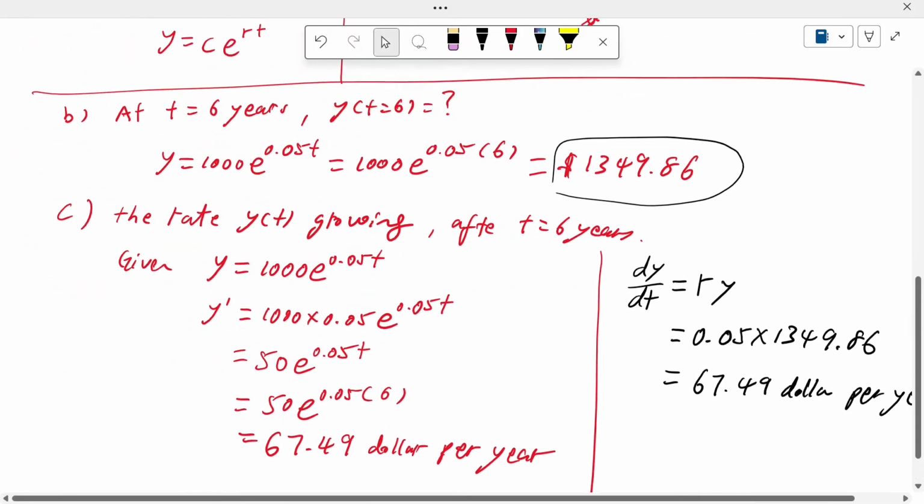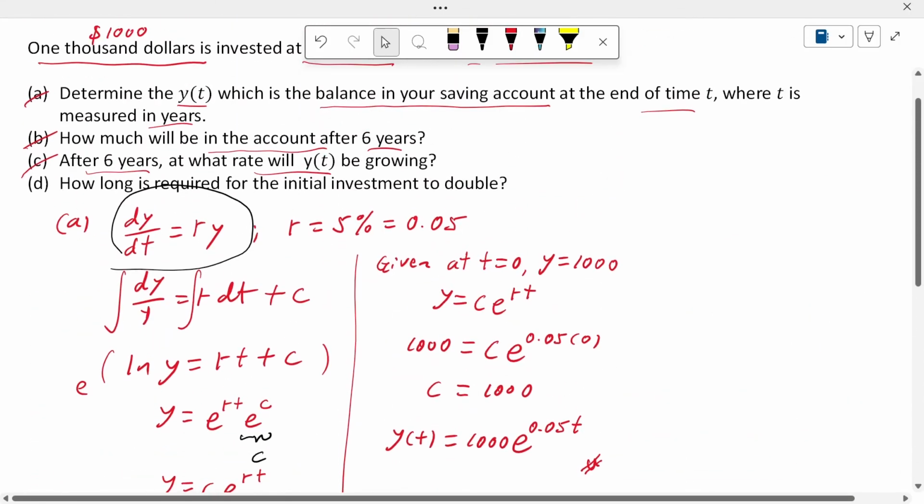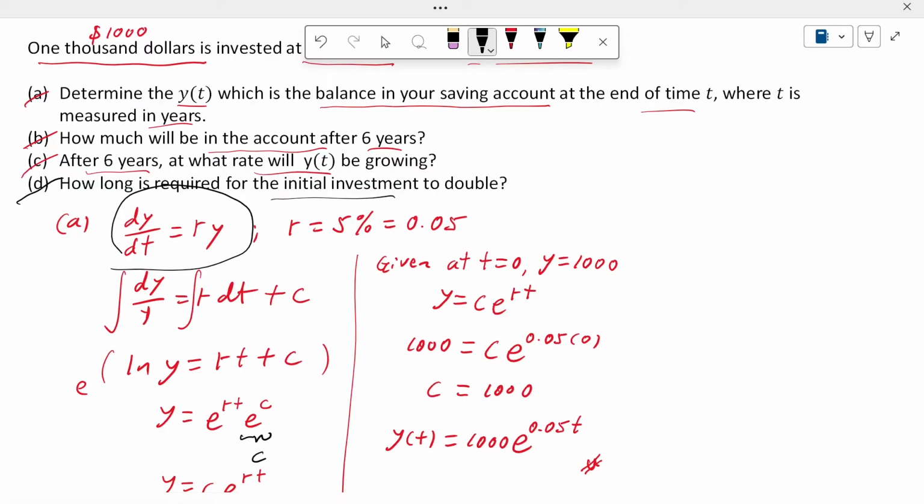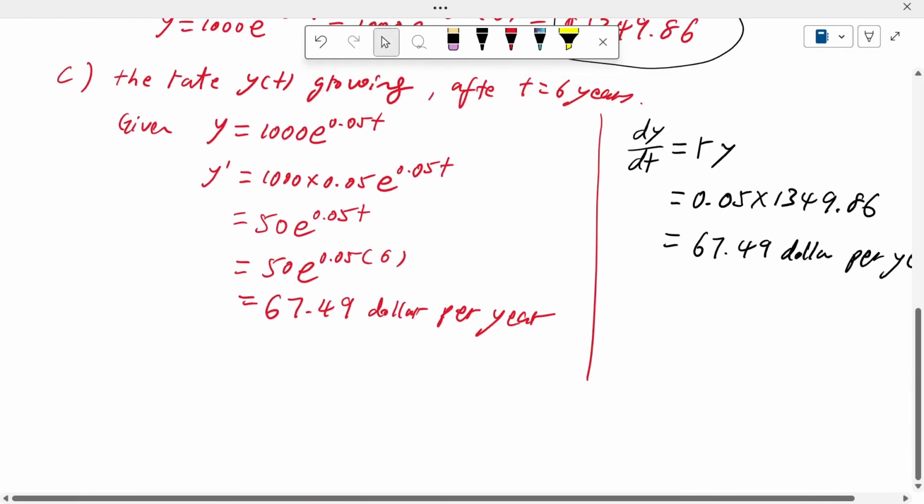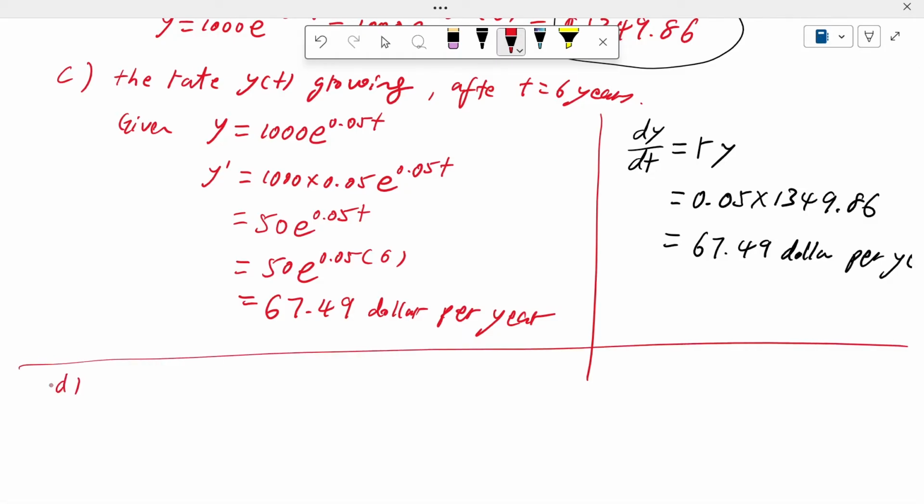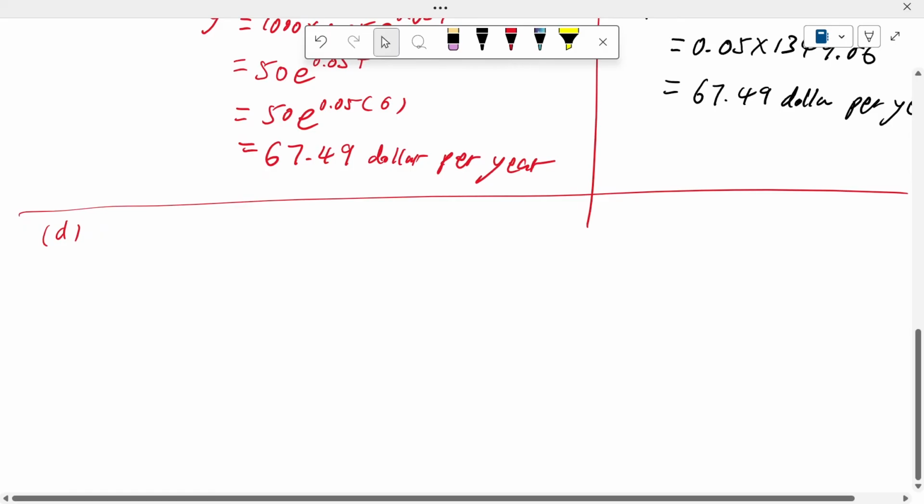So this is C. Next we're going to see the question D. How long is required for the initial investment to double? Okay, so our objective now is to know the time for our initial investment to grow from 1,000 to 2,000, right?